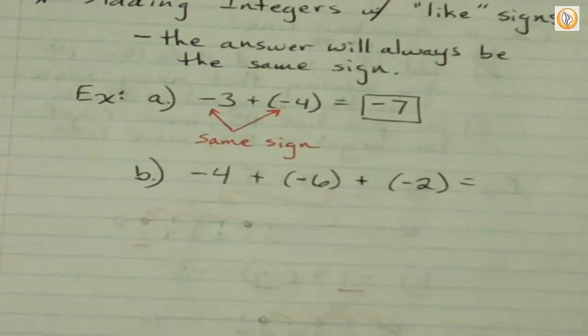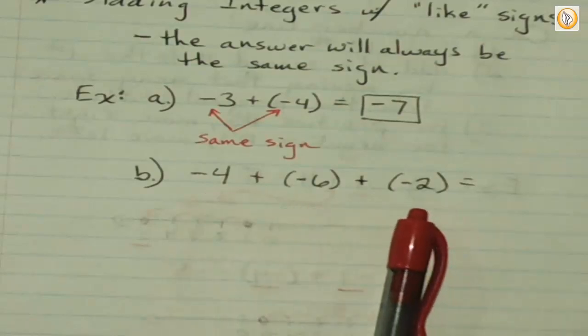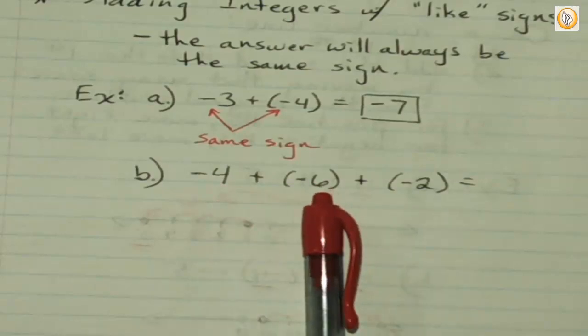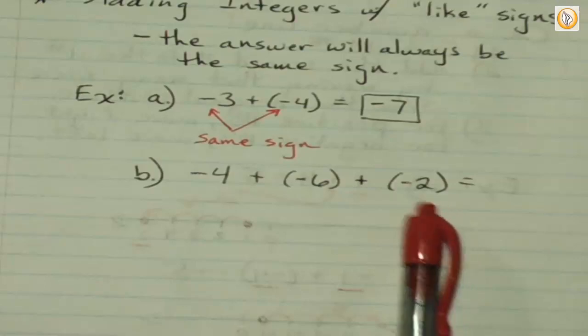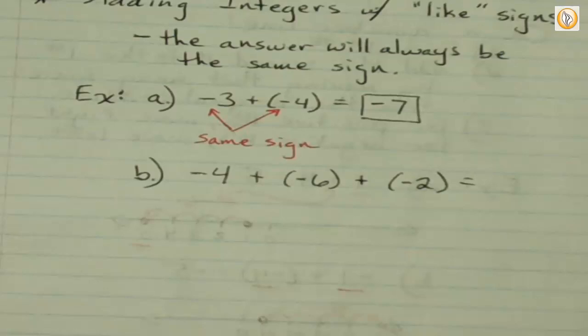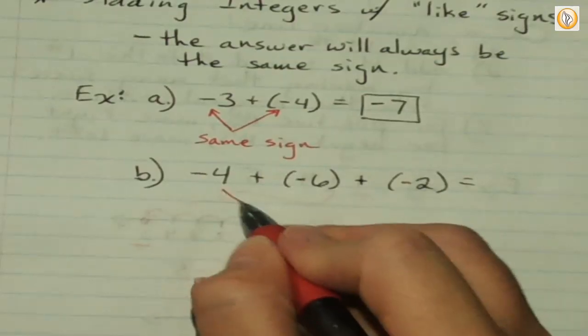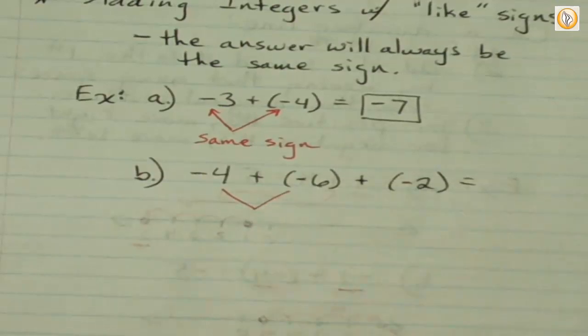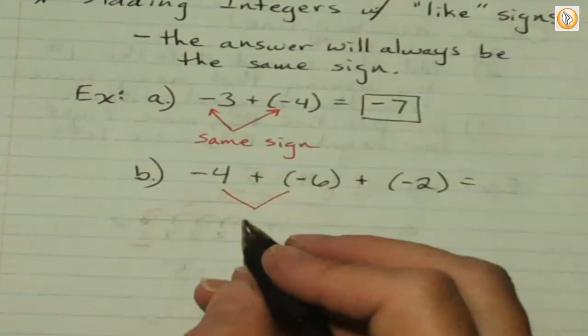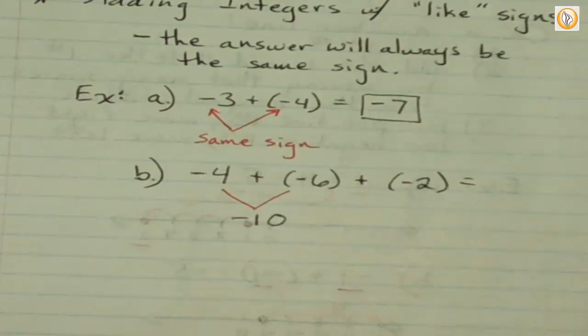Okay, great. All right. So look here. We have 3 different terms, really. 3 different digits. We have a -4, a -6, and a -2. All the same sign. So what should the answer be? It's going to be negative. We're going to work left to right. We're going to do these 2 right here. Kelly, what would -4 and -6 be? -10. I'm going to bring down the -2.